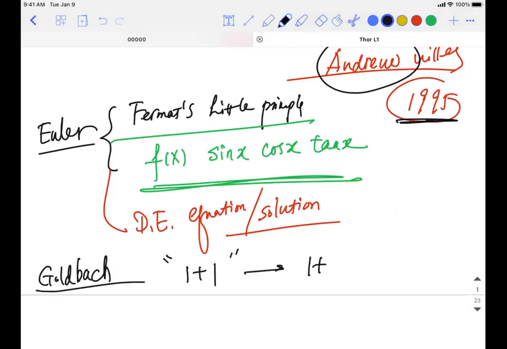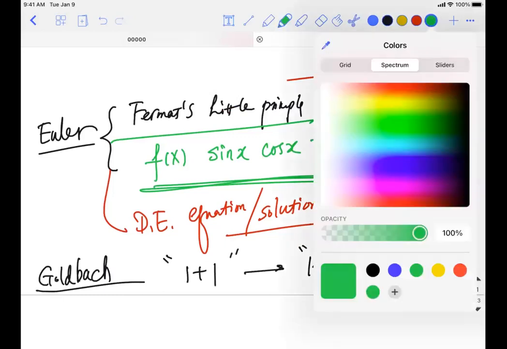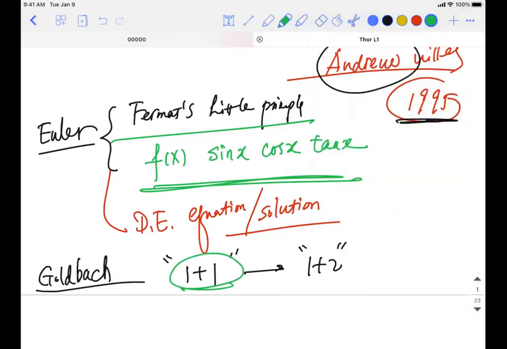And Chen Jingren actually got to 1 + 2, just one step forward from having a full solution for the Goldbach conjecture. So I'll say that the future is yours, right? Maybe someday, one day, you can actually contribute to push Chen Jingren's solution a little bit forward and find a rigorous solution for the entire Goldbach conjecture.